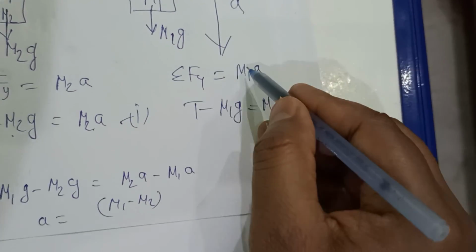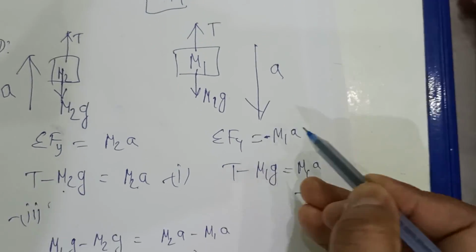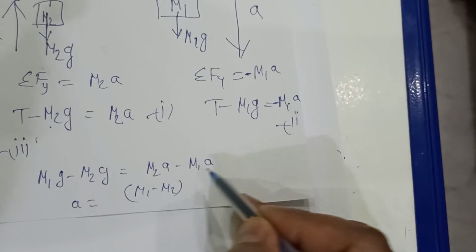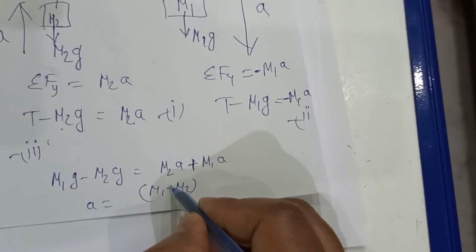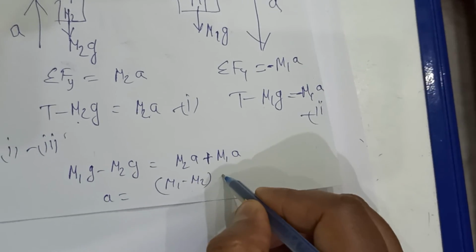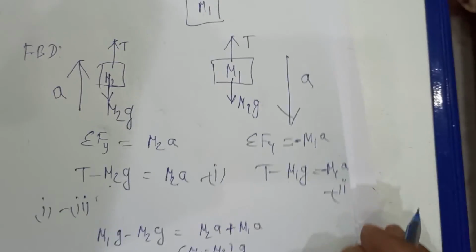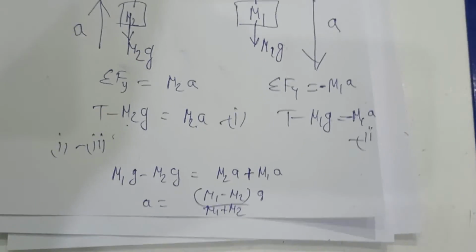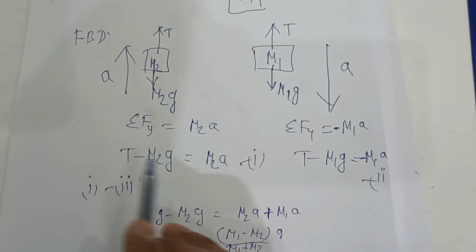Sorry, I made a mistake here. This is moving downward, so this is minus m1a. So by subtracting it, this will become plus. So a is (m1 minus m2) g upon (m1 plus m2). So we found the acceleration with which this system is moving downward, and we want to find the tension.